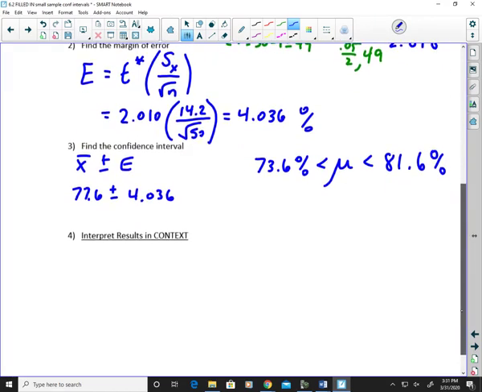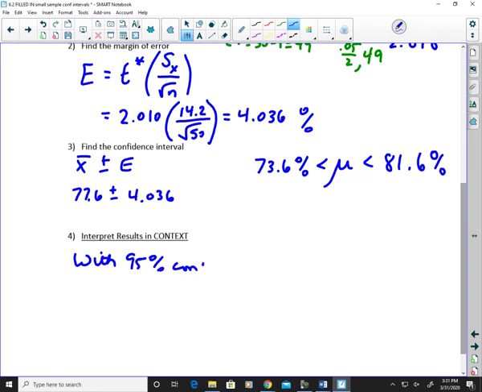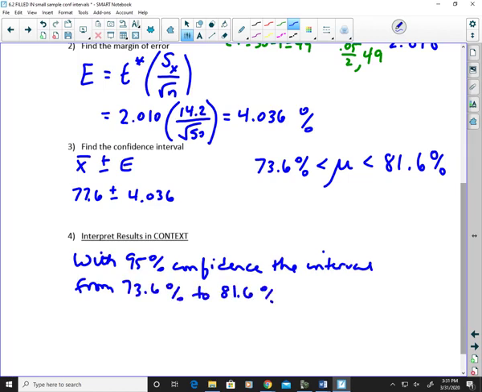So with 95% confidence, the interval from 73.6% to 81.6% captures the true mean score on the biology test.